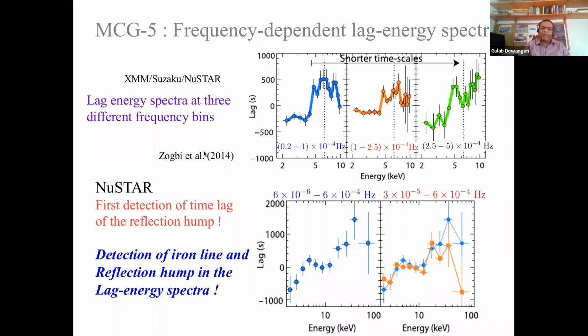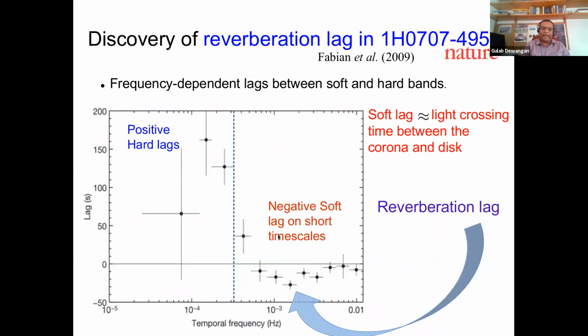So when I mentioned the negative lag before, this is as a function of temporal frequency. Now here one is taking a certain frequency range and looking at the lag as a function of energy. So these two plots are very different, but it can be confusing.